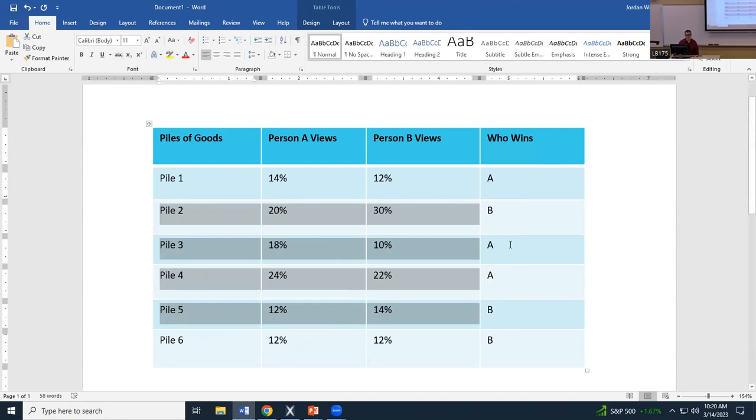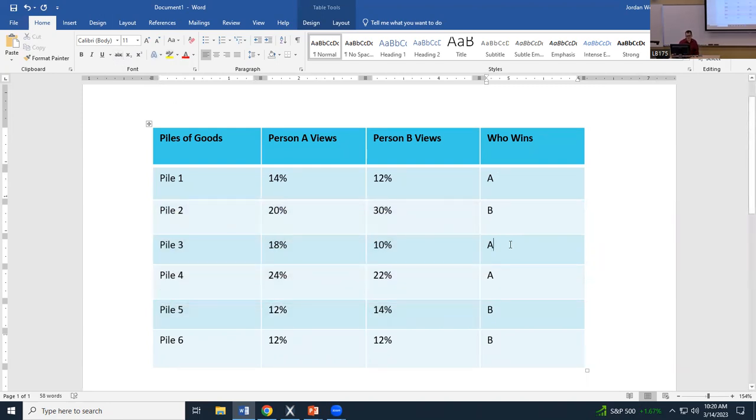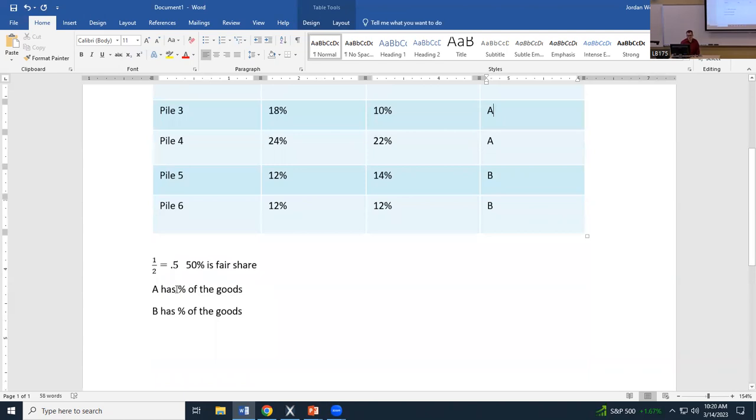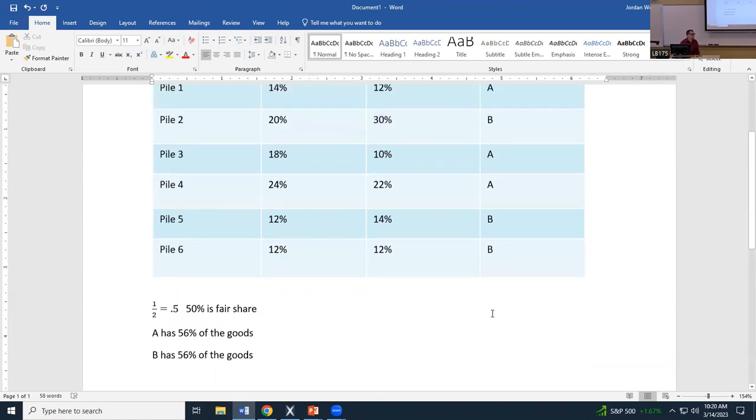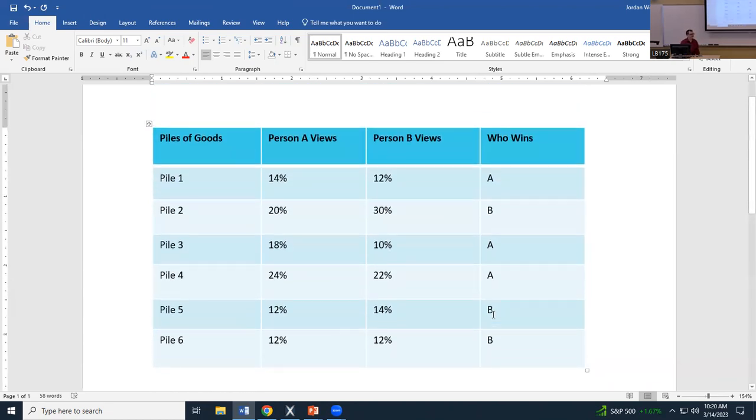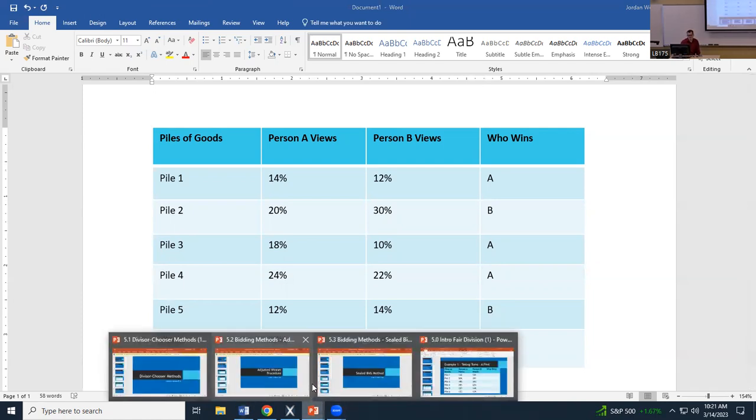Everybody follow that? Notice in this case, we ended up with the exact same things, right? Whether A picked first or B picked first, A had the exact same piles and B had the exact same piles. That makes sense? That does not happen in general.